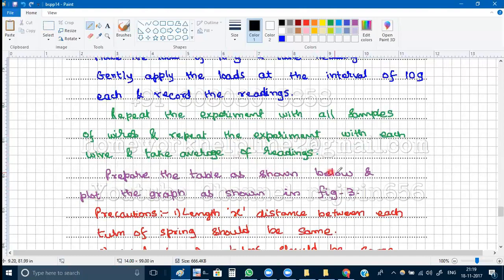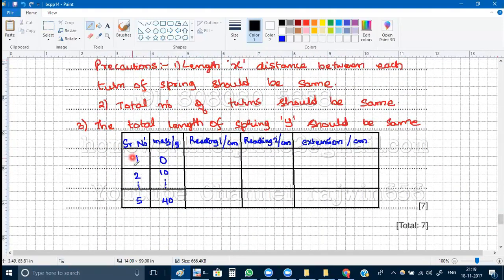Prepare the table as shown below and plot the graph as shown in figure 3. Okay, the table is over here. We'll put the serial numbers. We'll have the masses starting from 0, 10 grams, 20, 30, 40, so on. The first reading, original reading, is going to remain same without any extension. The second reading, that is reading 2, is taken, and then we are going to take the difference which is going to give us the extension.